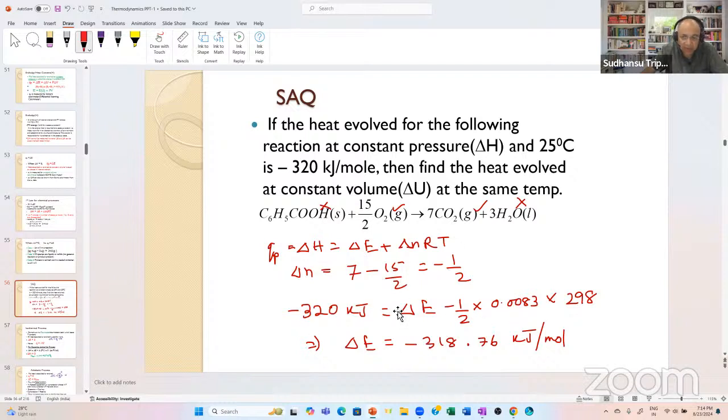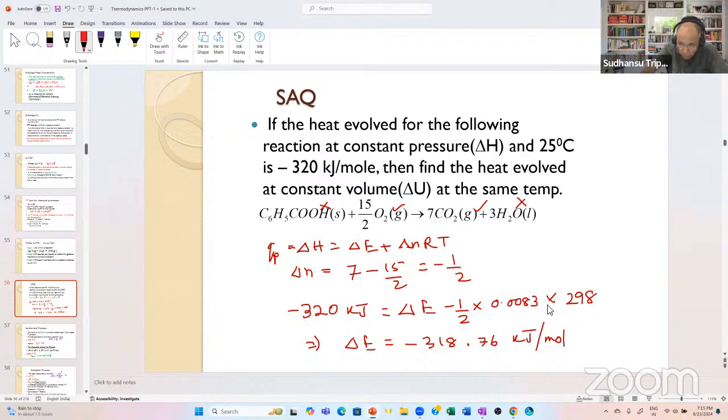So you find out yourself, minus 320 and minus, because del N is negative, minus becomes positive, half into R. Because I have to find it in joules, I have kept the value of R in joules instead of liter atmosphere. There also you would have taken 8.3 instead of finding liter atmosphere and converting with the conversion value 101.3 joules is equal to 1 liter atmosphere. You would have also done directly in joule.